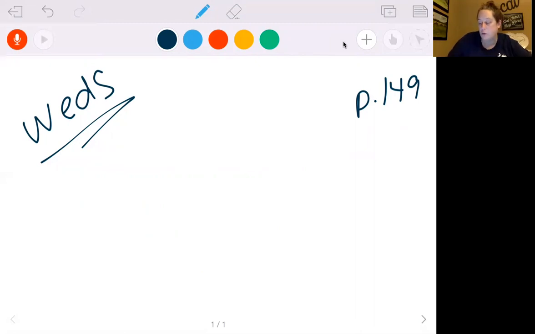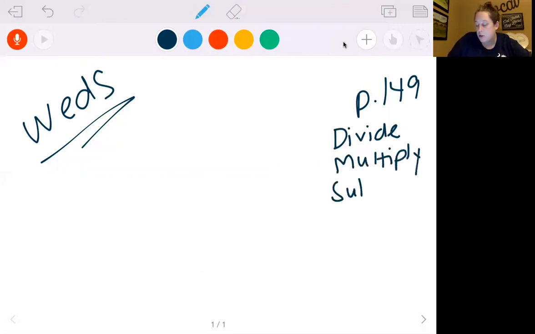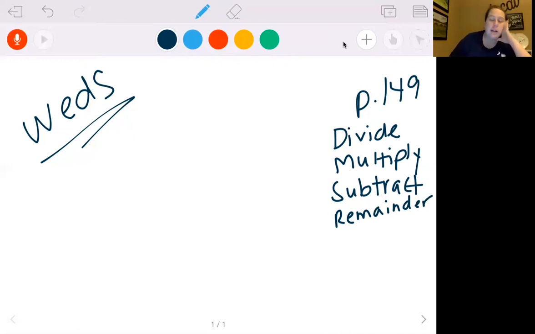So these are your rules with division. First, we divide, then we multiply, then subtract, and then write the remainder. We will have bigger numbers than this. This is just our beginning. And then we're going to go into bigger ones as soon as we master this.